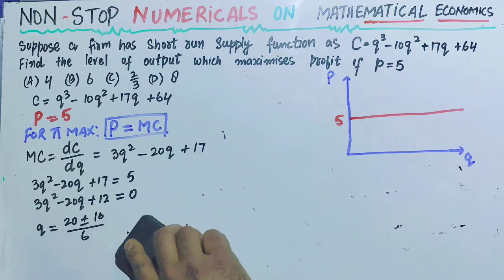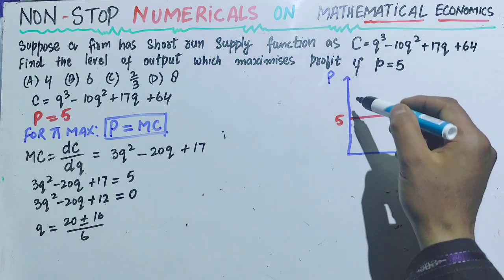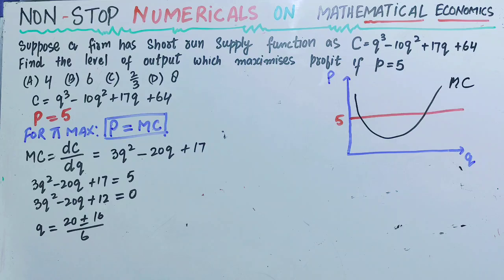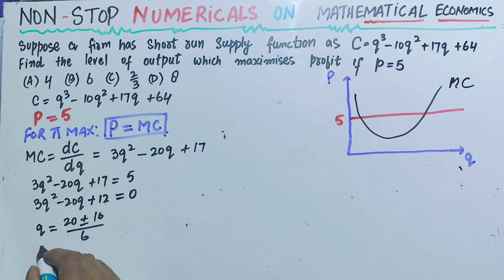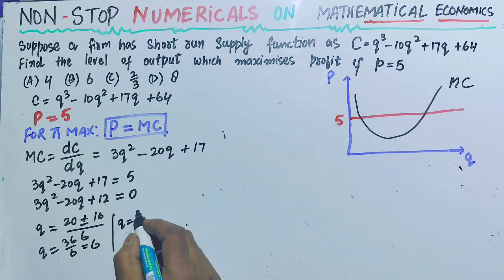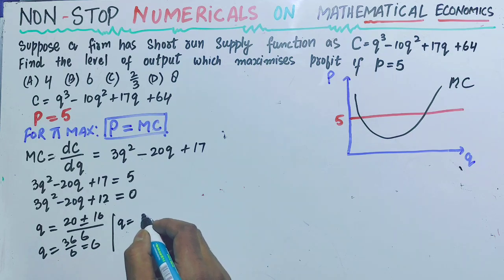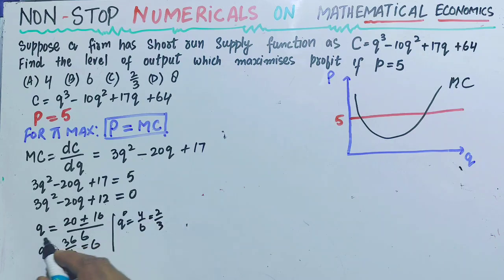Since we have the quadratic equation, marginal cost is this stuff, so it will look like this. This is our marginal cost, the quadratic one. We will get two values for Q, obviously. Either Q is equal to 20 plus 16 is 36 divided by 6, which is equal to 6, or we get Q equal to 20 minus 16, which is 4 upon 6, which is 2 upon 3.